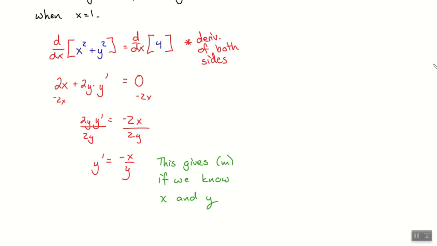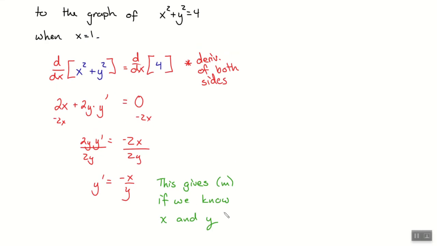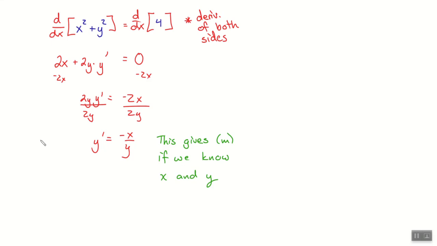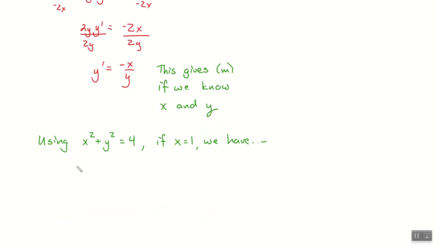So check it out. We now need to find the corresponding y that goes with it, because all I gave you was an x. So here we go. Using the original, and I'm just going to write the original, x squared plus y squared equals 4. If x is 1, we have, and let's just do a little thinking and playing around with the numbers, 1 squared, because I know what x is, plus y squared equals 4. Can we get the y value?